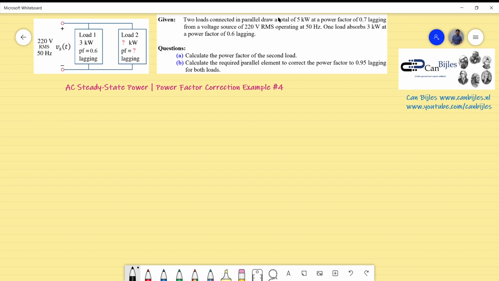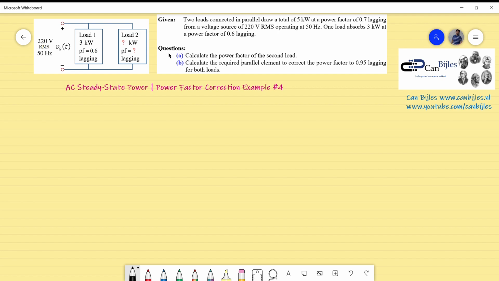So if we make a sketch of this information, we will have the following, which is shown on the left. So we have a voltage source Vs with an RMS value of 220 volts, 50 Hz operating frequency. We have one load, another load here, two loads in parallel. One of the loads has given information of 3 kilowatts of true power and a power factor of 0.6 lagging. For the other load, the second load, we don't know much.